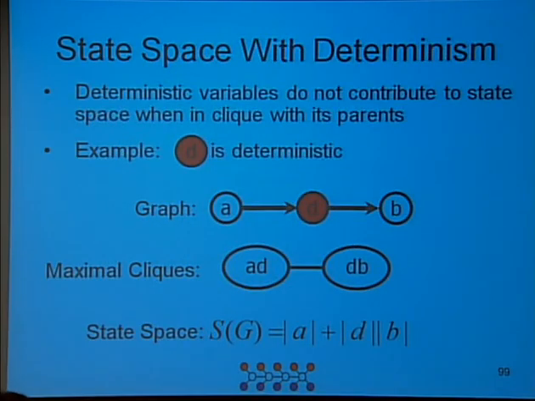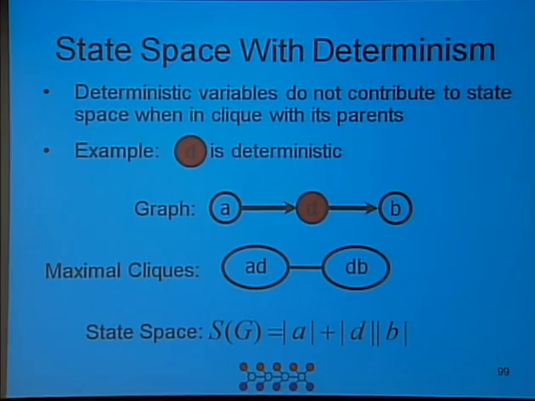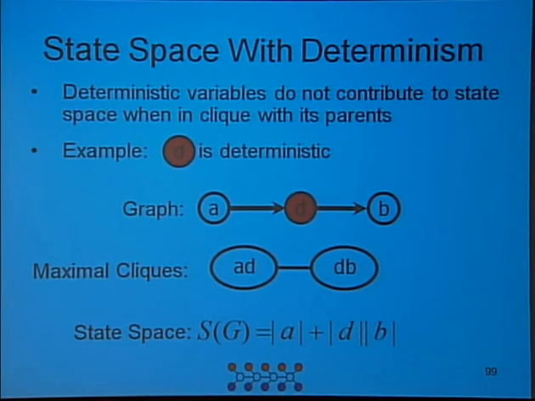Okay, so now we have a state space with deterministic variables. We have to alter our definition of state space a little bit. And that alteration is when deterministic variables appear in cliques along with their parents, that deterministic variable does not contribute to the state space. So we have the same graph, but we've made the middle variable deterministic.